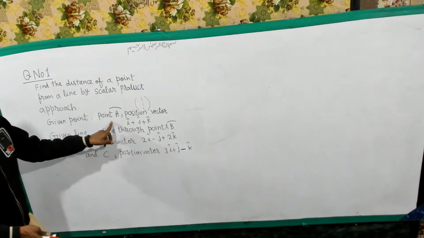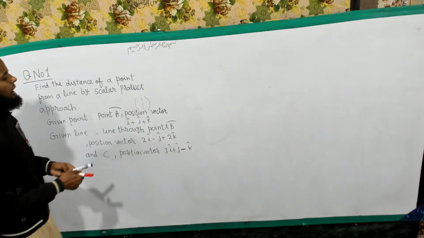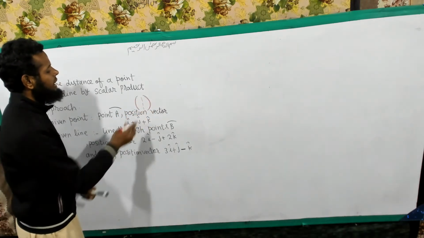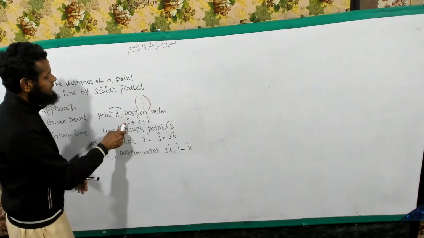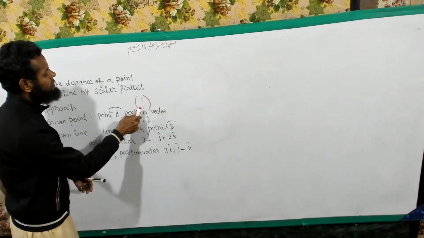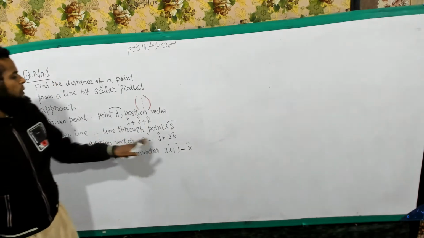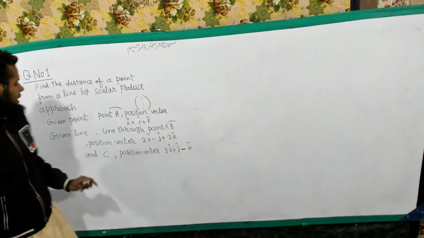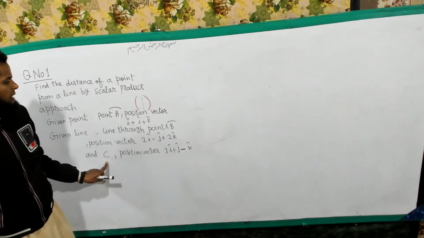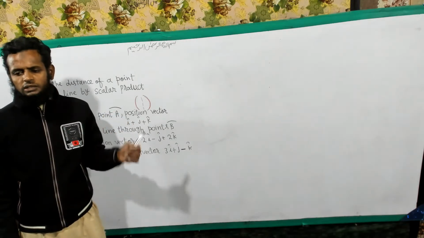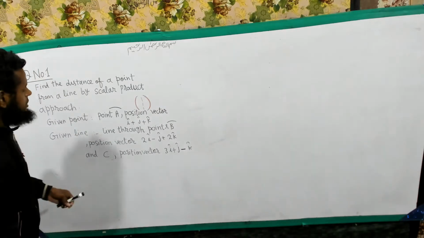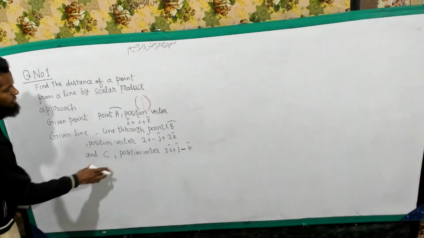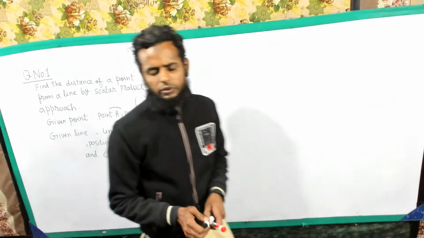We have given a point A whose position vector is i plus j plus k. So we can write the position vector in a vertical column as 1, 1, 1, so we write 1 plus 1 plus 1. Our line is passing through point B whose position vector is 2i minus j plus 2k, and also passing through point C whose position vector has been given as 3i plus j minus k.